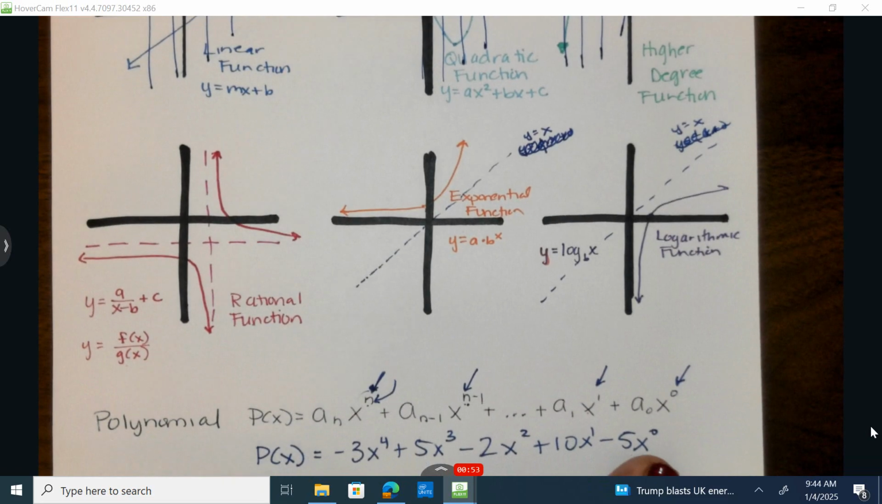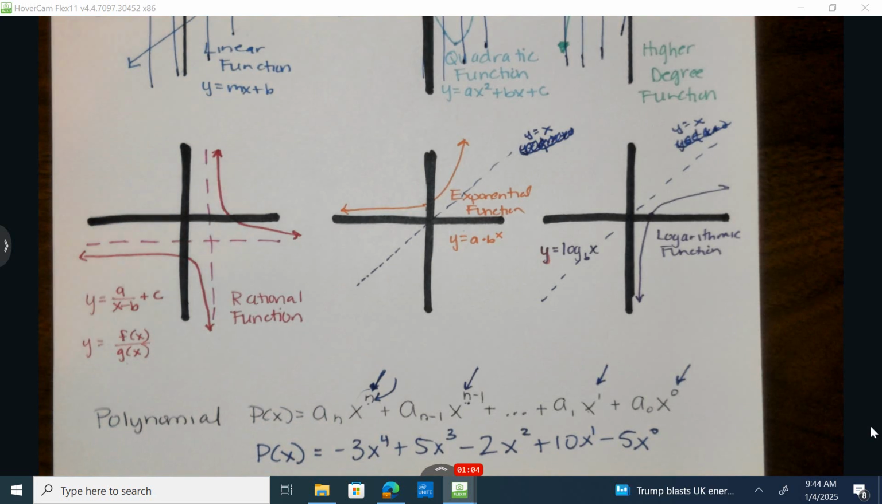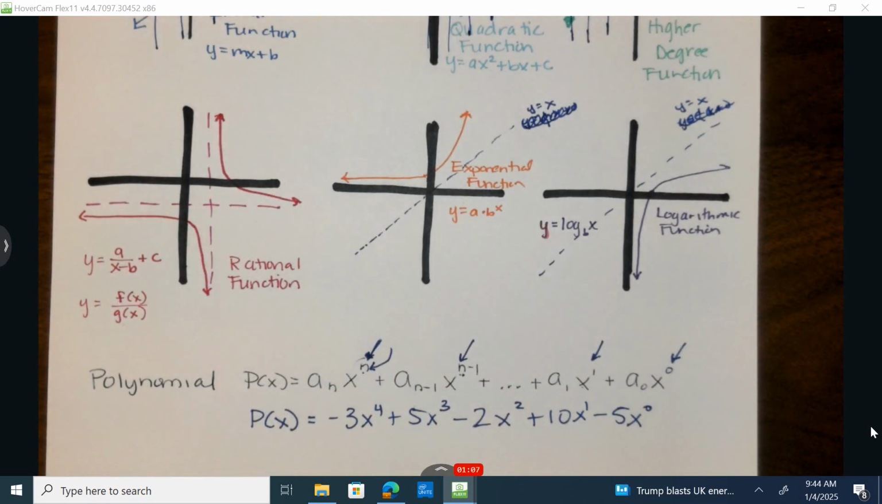Now let's look at rational functions. Rational functions are a combination of two polynomials. In fact, the two polynomials that you're going to find the quotient of, or you're going to divide the two functions. Let's review what a polynomial function is.